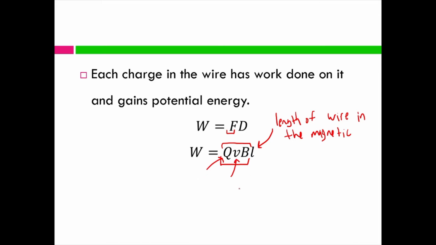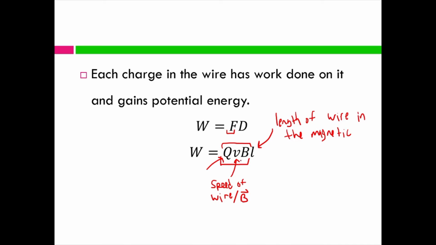V, this is how fast, or the speed of either the wire, not the electrons, the wire, or the magnetic field, depending on what you're moving. If you're moving the magnetic field, then the V would refer to the speed of the magnetic field. If you're moving the wire, V would refer to the speed of the wire. And again, it really doesn't matter which one you look at, because it will result in the same thing.